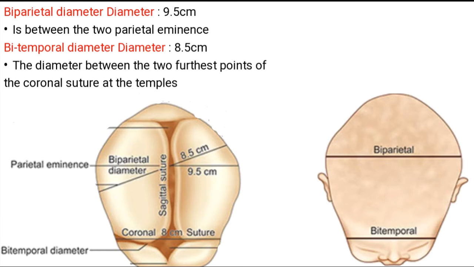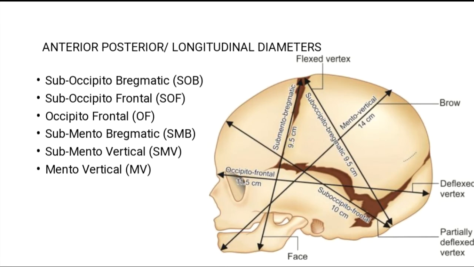Biparietal diameter is between the 2 parietal eminences and measures 9.5 cm. The bitemporal diameter is between the 2 furthest points of the coronal suture at the temples and it measures 8.5 cm. There are 6 main anterior-posterior diameters or longitudinal diameters: subocciputobregmatic diameter, subocciputofrontal diameter, occiputofrontal diameter, submentobregmatic diameter, submentovertical diameter and mentovertical diameter.